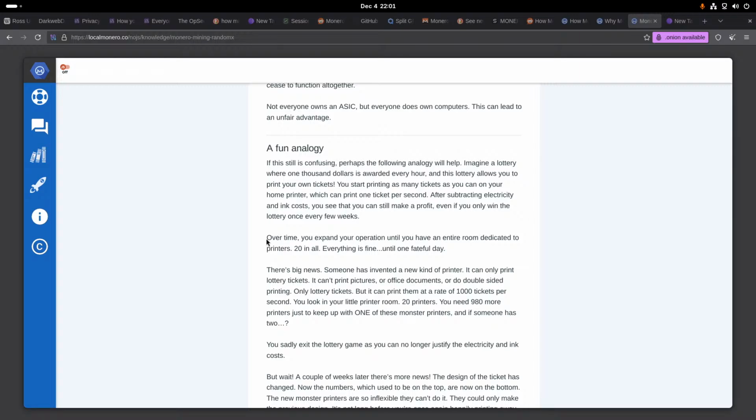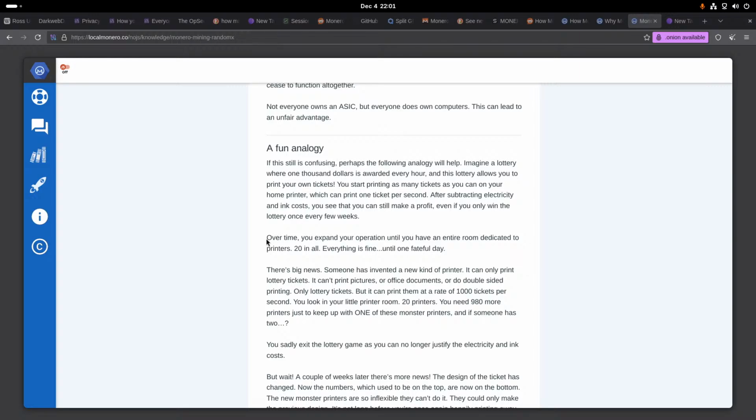A fun analogy. If this is still confusing, perhaps following an analogy will help. Imagine a lottery where $1,000 is awarded every hour, and this lottery allows you to print your own tickets. You start printing as many tickets as you can on your home printer, which can print one ticket per second. After subtracting electricity and ink costs, you see that you can still make a profit, even if you only win the lottery once every few weeks. Over time, you expand your operation until you have an entire room dedicated to printers, 20 in all.